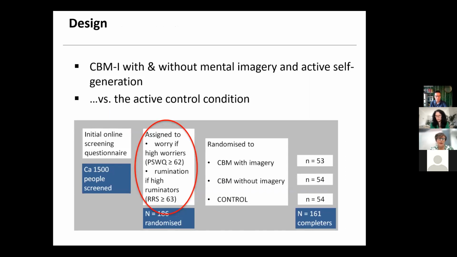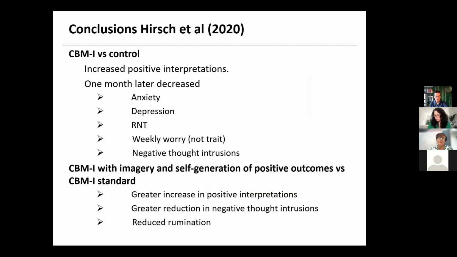So as I said, people were assigned to the dominant form of RNT, and there was a standard condition of cognitive bias modification from the previous study, or this enhanced version, or a control condition. And then collapsing across the interpretation training interventions, we found that, again, we could change interpretations, and that a month afterwards, impacts were sustained on the symptoms of anxiety, depression, repetitive negative thinking, worry, which was weekly worry, not trait worry, and repetitive negative thought intrusions.